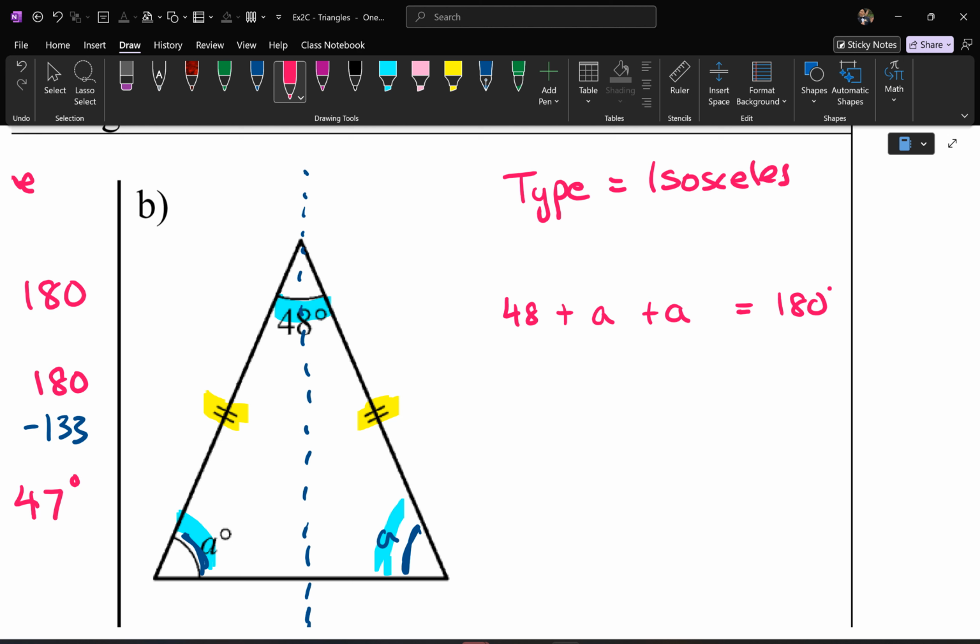Now this part might look a bit confusing and you might be like, I don't know algebra, but it's okay. A plus A just means you're doubling it because you've got two of them. So you're really saying 48 plus double of something is equal to 180. Now let's just think about it for a moment. 48 plus what will give you 180? You can go 180, take away 48. And that tells me this has to be 132.